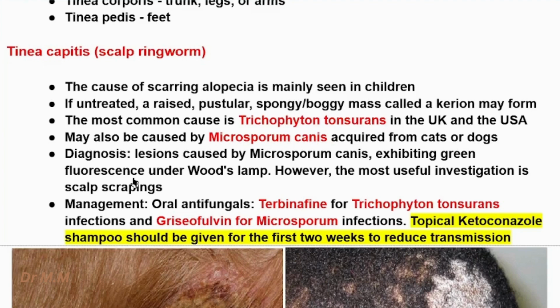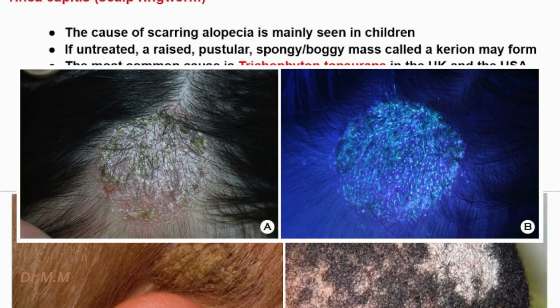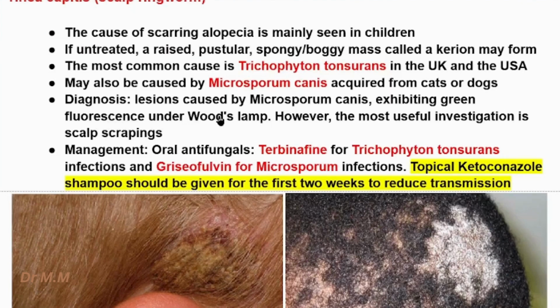For diagnosis, in Microsporum canis, lesions usually show green fluorescence under Wood's lamp. However, the most useful investigation is scalp scrapings. This is important: the most useful investigation is scalp scraping.